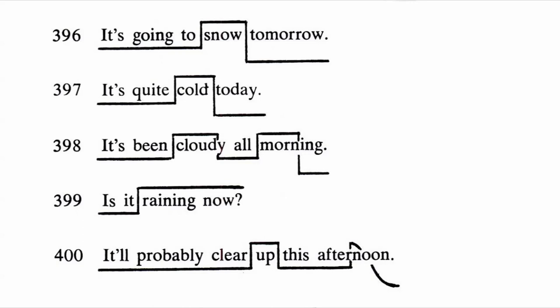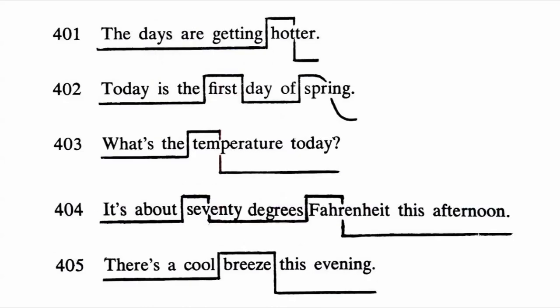It's quite cold today. It's been cloudy all morning. Is it raining now? It'll probably clear up this afternoon. The days are getting hotter. Today is the first day of spring. What's the temperature today? It's about 70 degrees Fahrenheit this afternoon. There's a cool breeze this evening.